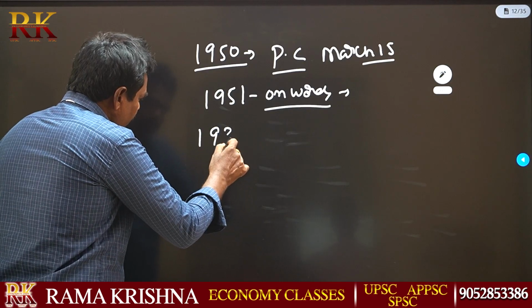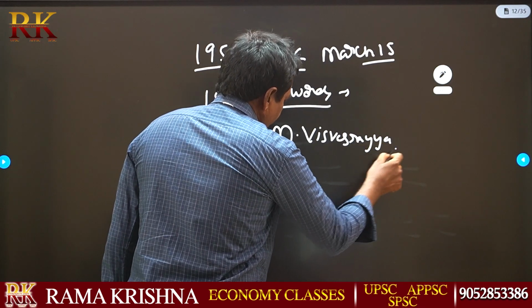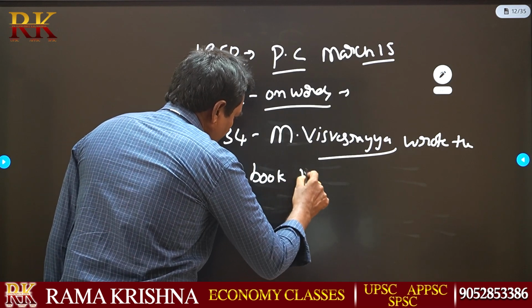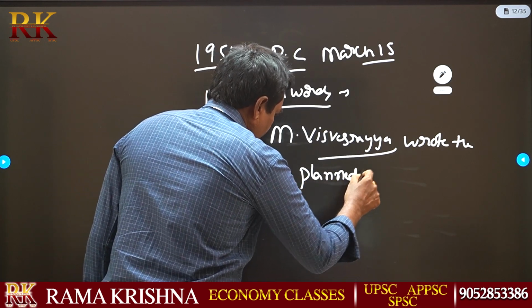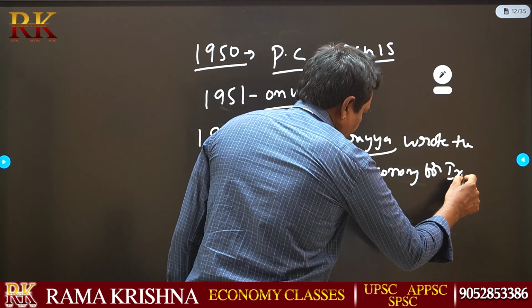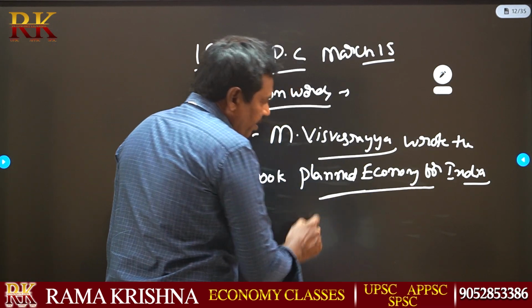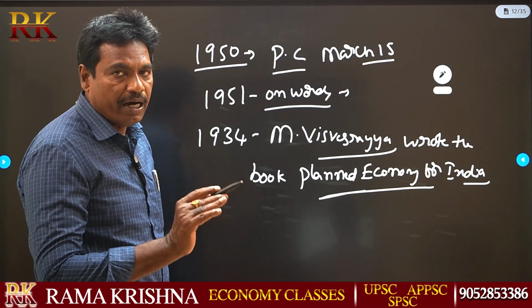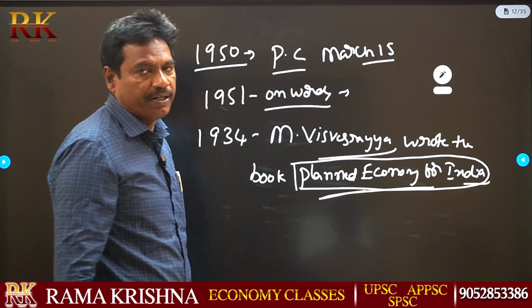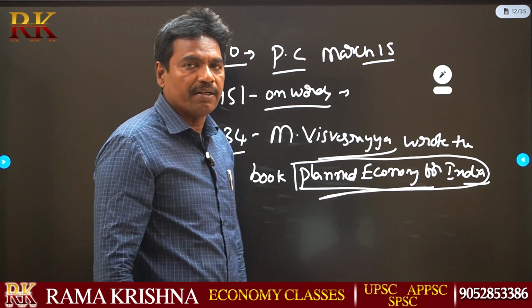In 1934, Mokshagundam Visvesvaraya wrote the book Planned Economy for India. That book is very, very important. In this book he recorded that the Indian economic system was very low. At that time, there was a need for an Indian planning system. It was a suggestion to the Indian government. From 1934 onwards the Indian planning system started.